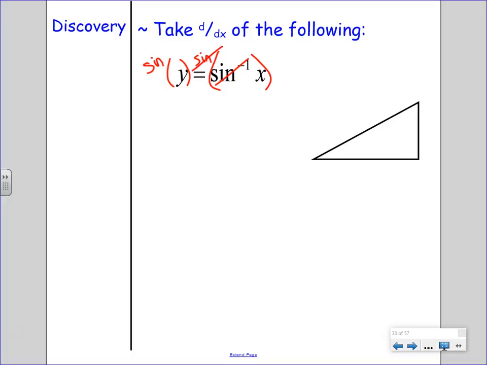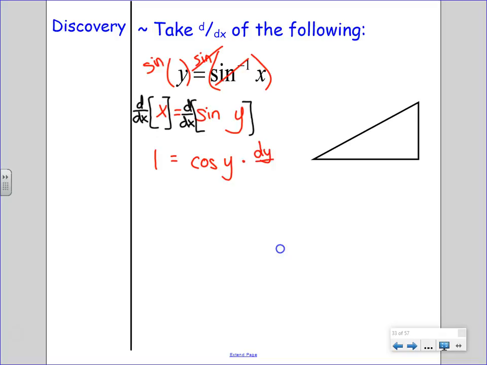Look, so much prettier. If I write it in a pretty way, it's sine of y equals x, with the x and y switched. That's what inverses usually do. And then I can take the derivative of both sides. I can take the derivative of x, which is 1. And I can take the derivative of sine of y. Derivative of sine is cosine, keep the y, times dy dx.